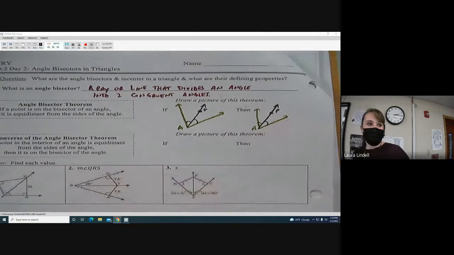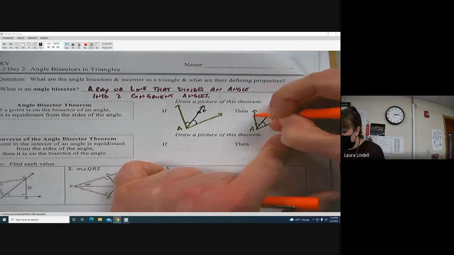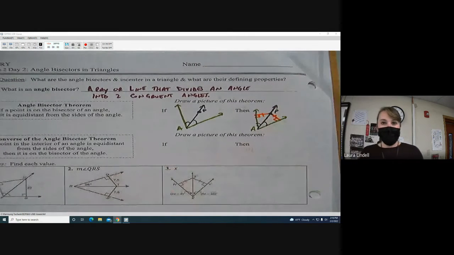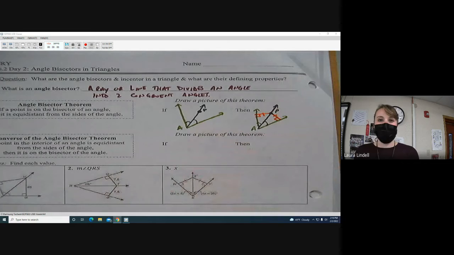All right, so if that's the case, then that point P is the same distance from P to one side of the angle as it is from P to the other side of the angle. That's the same distance on both sides, which should kind of make sense in our heads because if this is cutting the angle in half, it should be the same on both sides, right? That's what half is. So that's what we know from the angle bisector theorem.